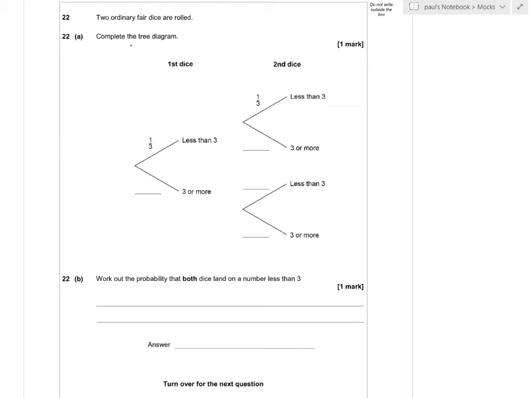Two ordinary fair dice are rolled. Complete the tree diagram. So you've got a third less than 3. So it's 1 out of 3. Less than 3, oh yeah, because it's 2 out of 6, isn't it? So how many more? We've got 3, 4, 5 and 6. So that would be 4 out of 6. So we go for 2 out of 3. Right, so 2 out of 3, 1 out of 3, and 2 out of 3.